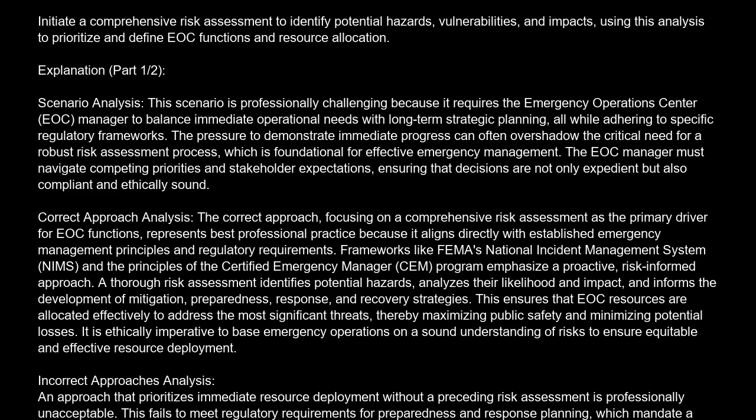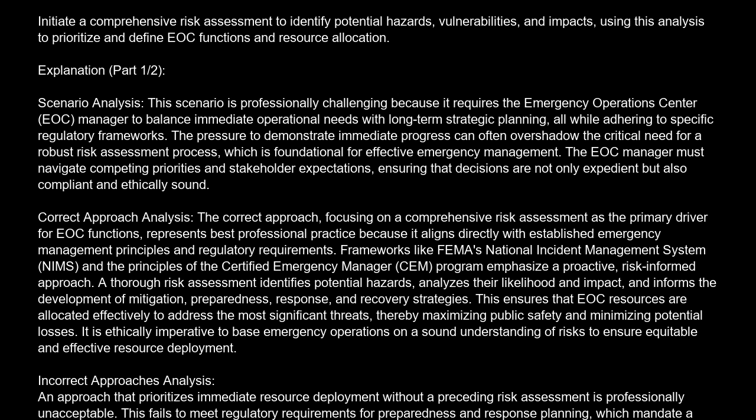The correct answer is B. Initiate a comprehensive risk assessment to identify potential hazards, vulnerabilities, and impacts, using this analysis to prioritize and define EOC functions and resource allocation. Explanation: scenario analysis.